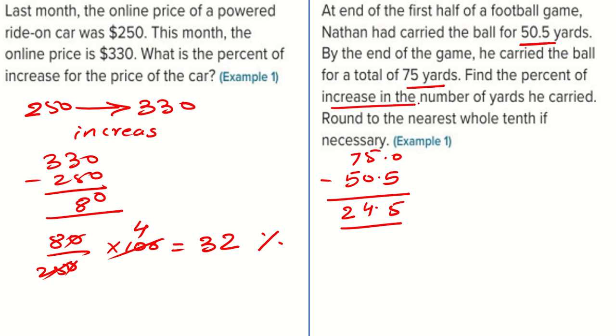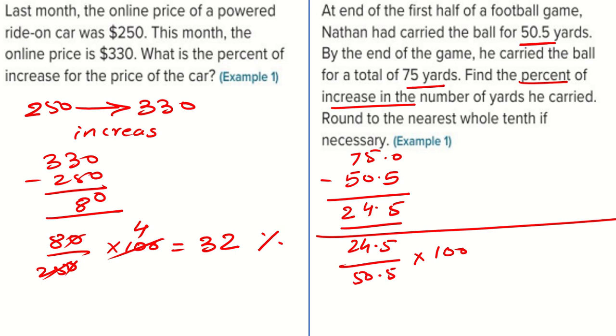So how much increase in the percent? It will be 24.5 from 50.5 multiplied by 100. And just check with the calculation. They say round to the nearest tenth if necessary. So you can calculate this on your own and I'm sure you will get the answer. Okay. If any problem, you can write in the comment.